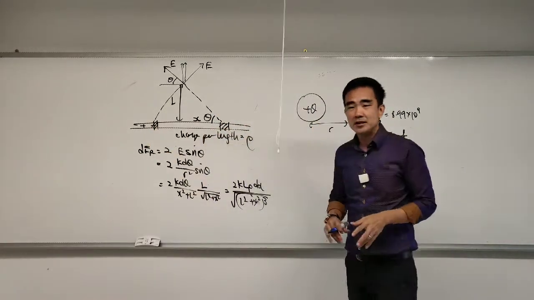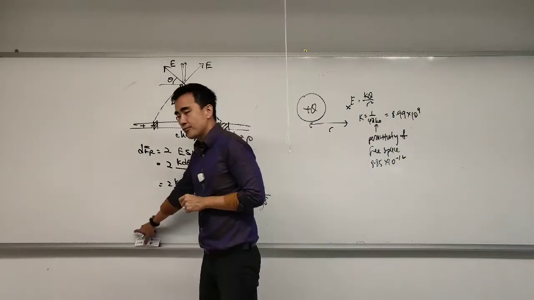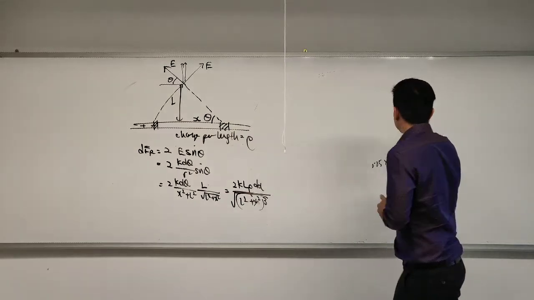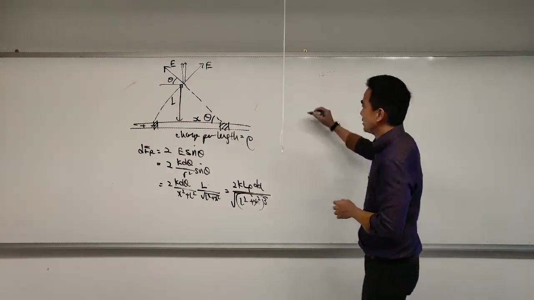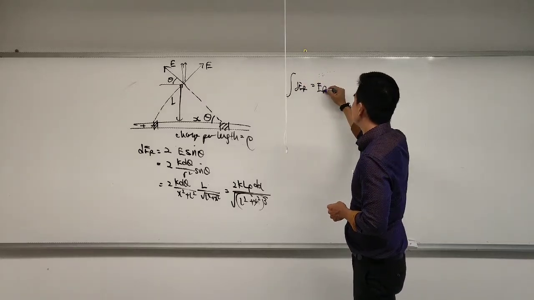And obviously, you're going to see that integration is going to come in. Because this is just a small section, how do you find the collective effect due to the whole wire? So this is what we're going to do. We're going to integrate dE, which will give you the resultant field.